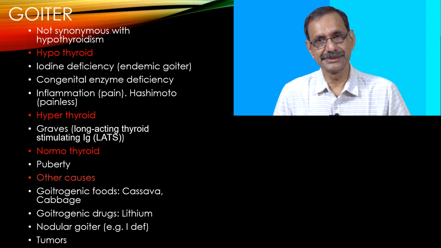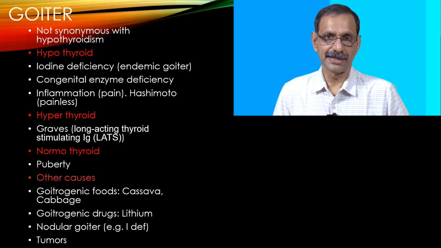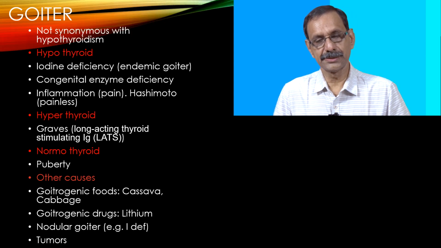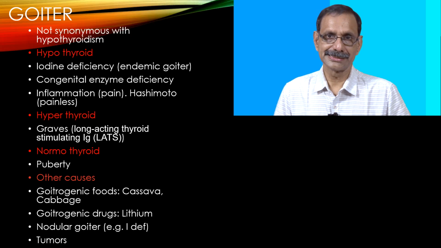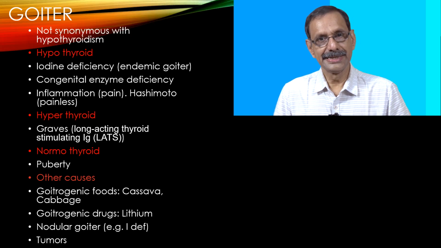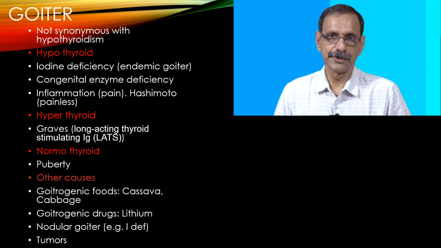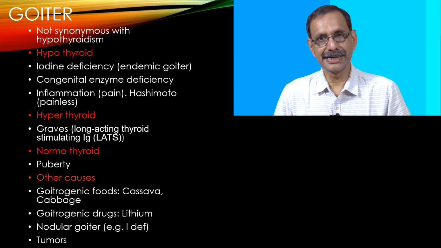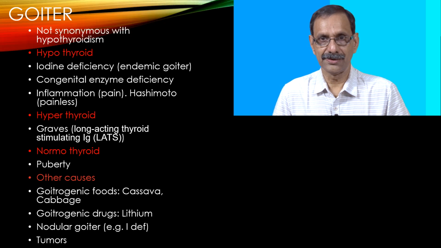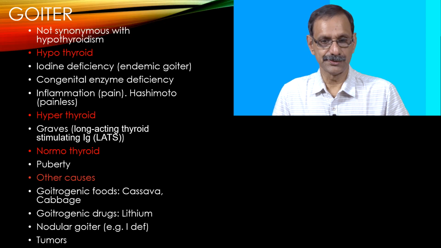When there is iodine deficiency, less T3 and T4 are synthesized. So there is a feedback signal to the pituitary to produce more TSH. So more TSH comes and the gland hypertrophies. Iodine deficiency causes goiter. Then congenital enzyme deficiency. Again the same thing, not much T4 or T3 is produced. There is a feedback signal to produce more TSH. Then inflammation. A painful inflammation could be an acute infection of bacteria or virus, very unlikely both, or Hashimoto's, which is a painless swelling.